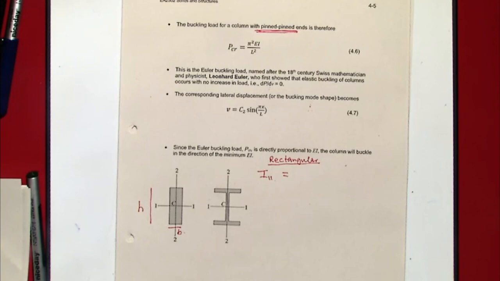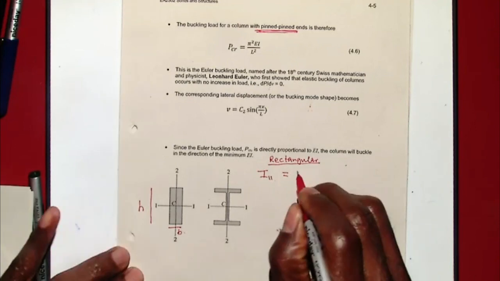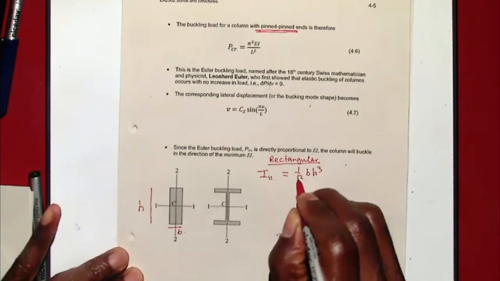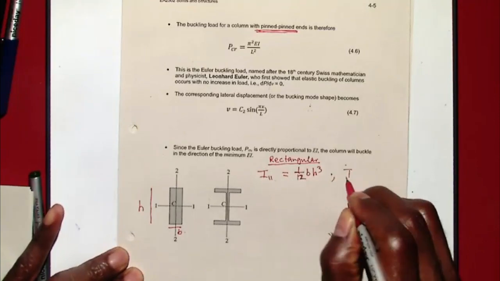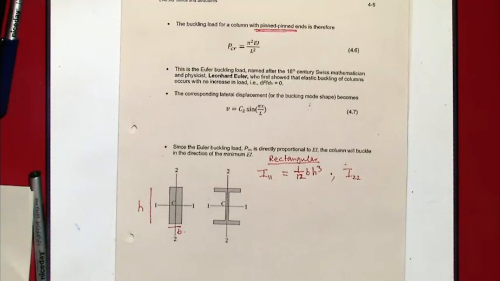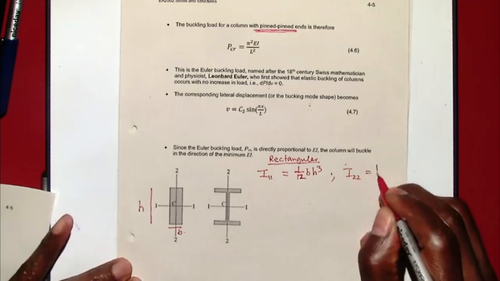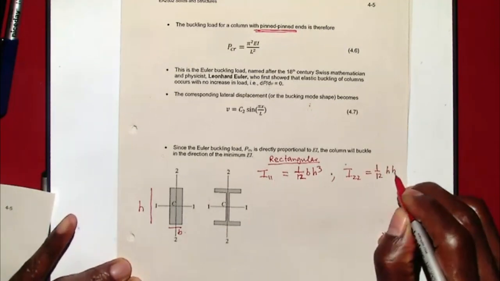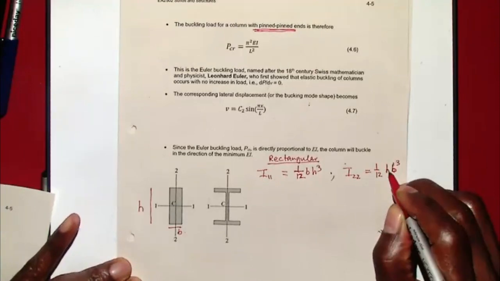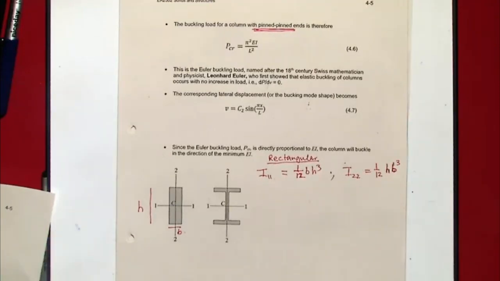BH to the power of 3 divided by 12. So 1/12 of BH to the power of 3. Okay? And what is the second moment of area about 2, 2? HB to the power of 3 by 12. The opposite variables. So that will be 1/12 HB3. Okay? Is that correct? Yeah.